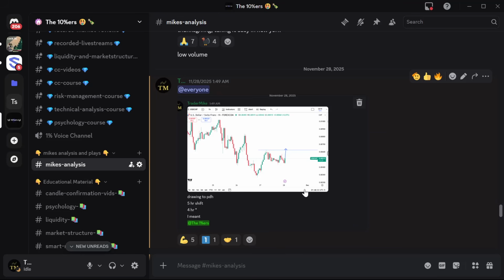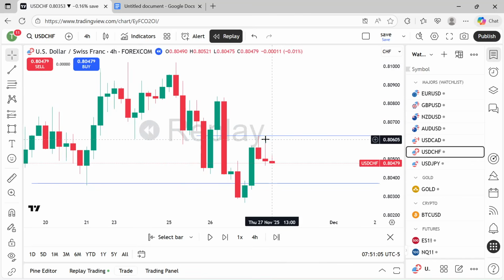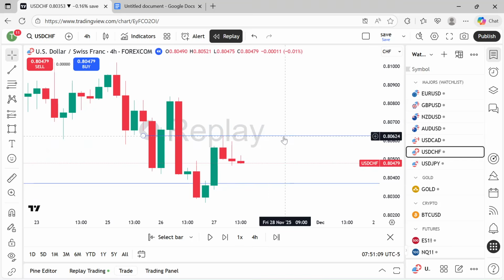No hindsight. Right here. See this? Look. Drawing to previous day's highs. Okay, you see that? Yeah, we had a 4 hour shift in there. See, 4 hour shift. Because when you go to the 4 hour chart, what do you see? There's the high of the daily. Remember, we already have this daily sell side over here that was taken.